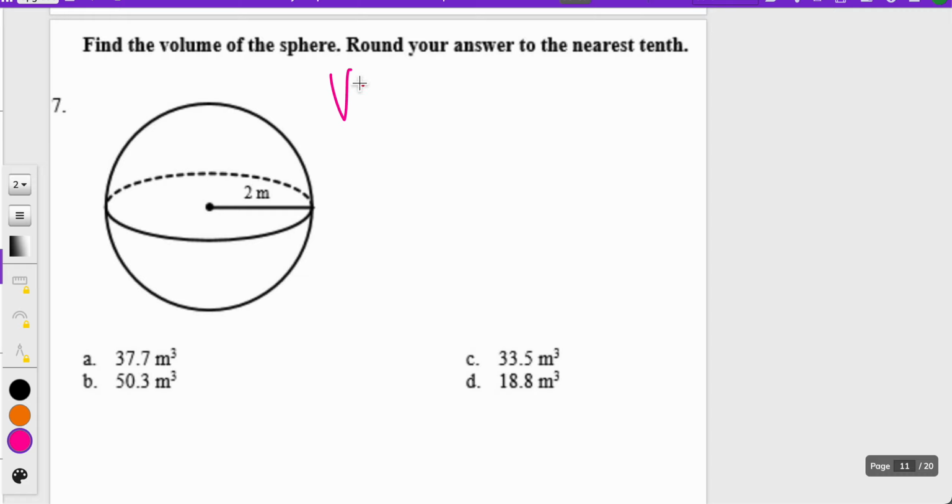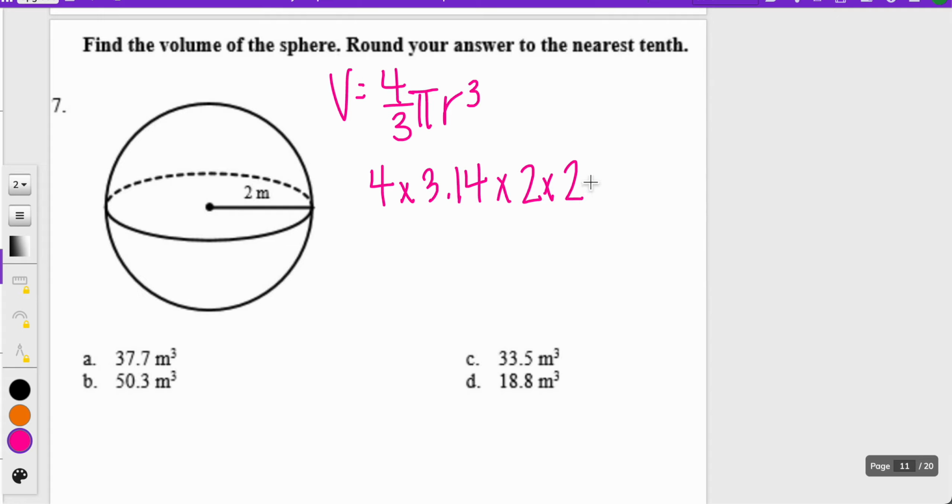For number 7, we have the volume of a sphere. Remember, that's 4/3 pi r cubed. So that means I'm going to do 4 times pi times r times r times r. So 2 times 2 times 2, and then divide everything by 3. So 4 times pi times 8, and then divide by 3. I'm getting approximately 33.49. So the closest one is option C, 33.5.